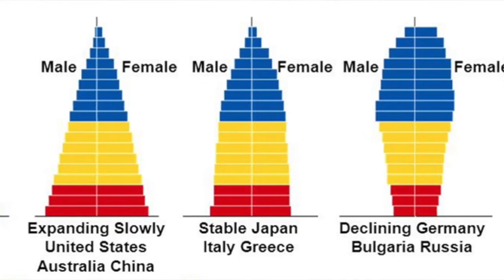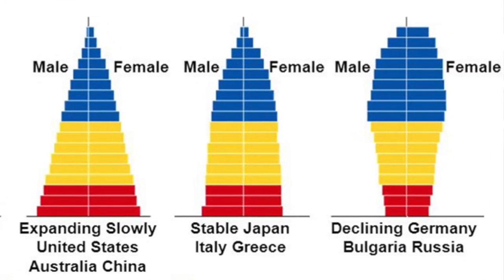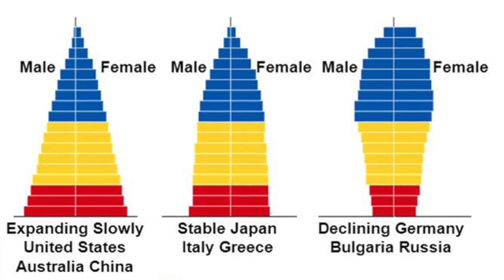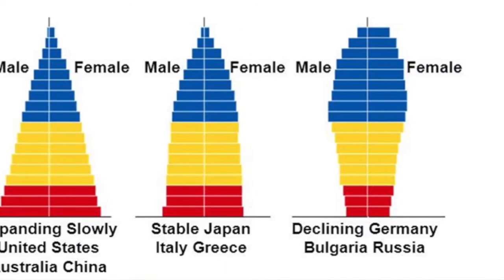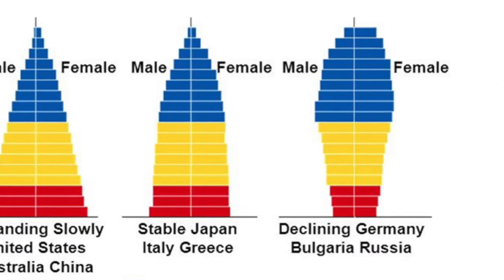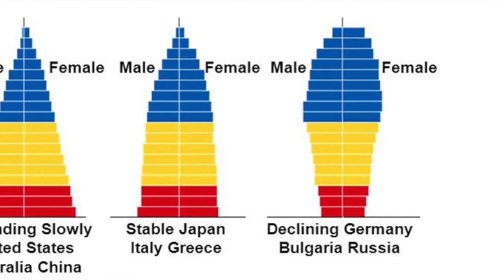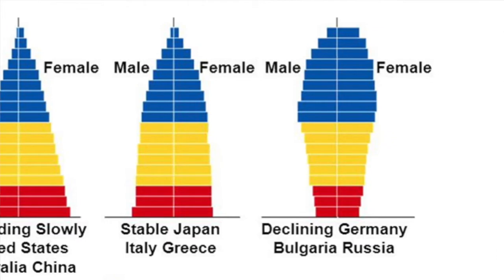Examples of declining populations would be Germany, Bulgaria, and Russia. And here you can see an almost inverse pyramid wherein individuals at the pre-reproductive ages are actually present in smaller numbers than those in the post-reproductive ages.